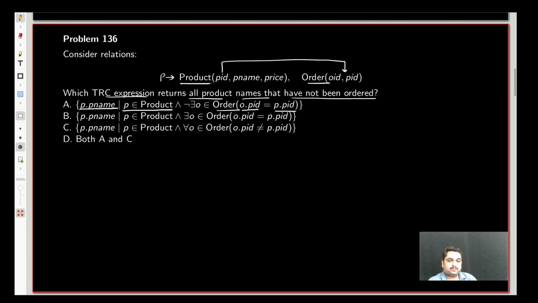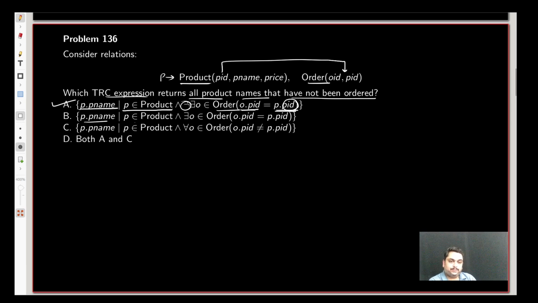What it means is, order.PID equal to P.PID means those which have been ordered. It means a particular product is being ordered. O.PID means that PID is present in the order table, so it has been ordered. And what is that PID number? That is in the product table. So that PID has been ordered. And then they are negating it. Negation means all those which are not ordered. So this selects all those product names which are not ordered. This is correct.